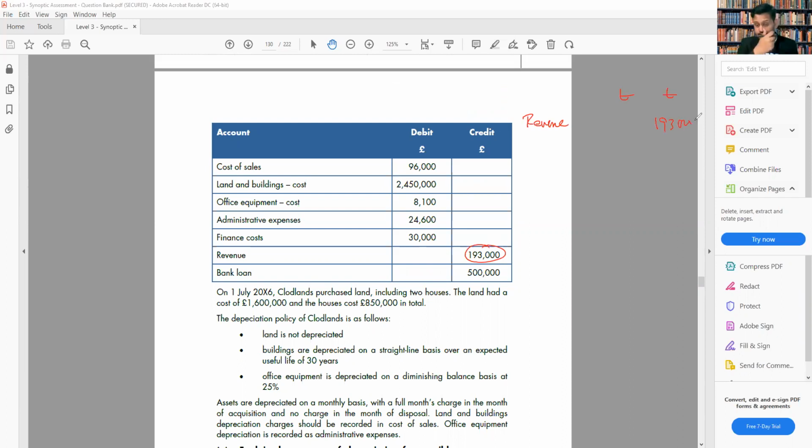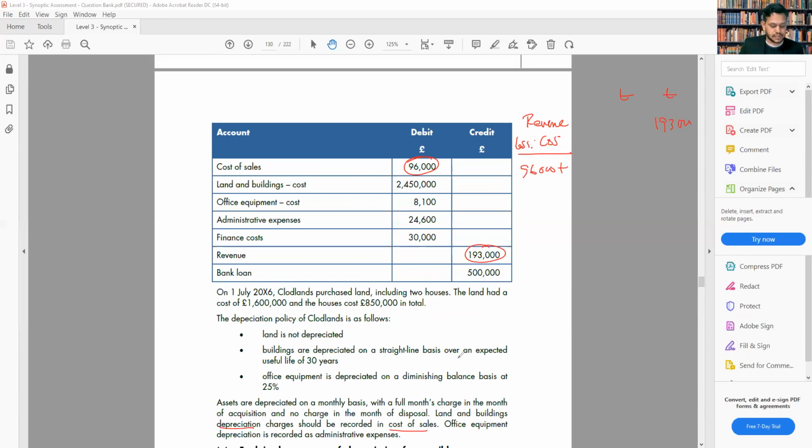193,000, the revenue we have. Then we have to minus the cost of sales, less COS, cost of sales, to find the gross profit. So cost of sales, we can see we have in the question 96,000. Also, the question said, add the depreciation to the cost of sales.